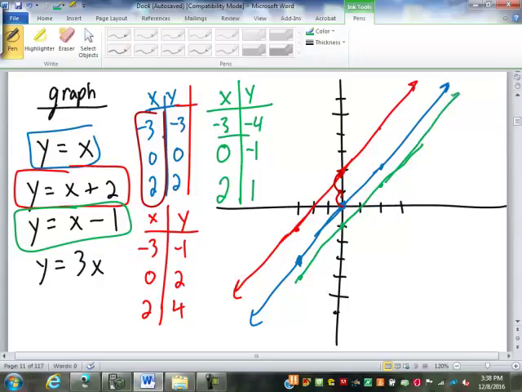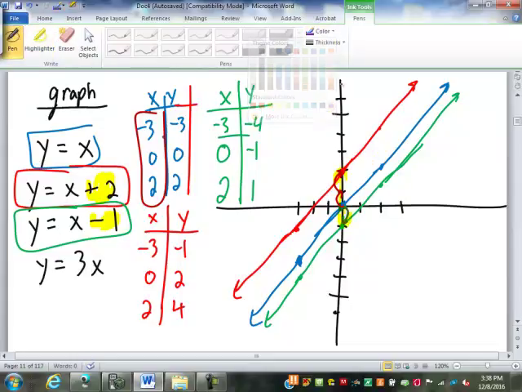That line is still parallel to our first one. How has this one changed? Well, it's just moved down 1 spot, hasn't it? So we see a pattern developing here. This one, we took x and we added 2, and the line moved up 2 spots. Here we took x and subtracted 1, and it moved down a spot.